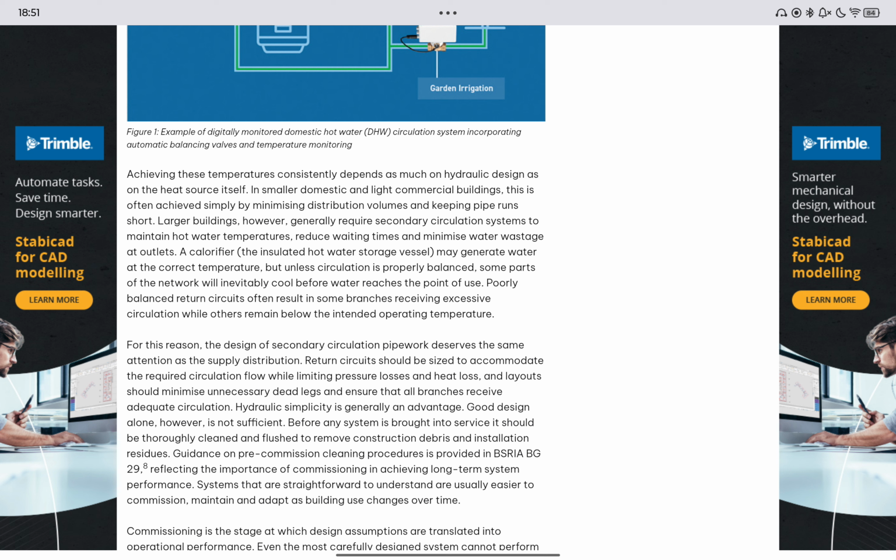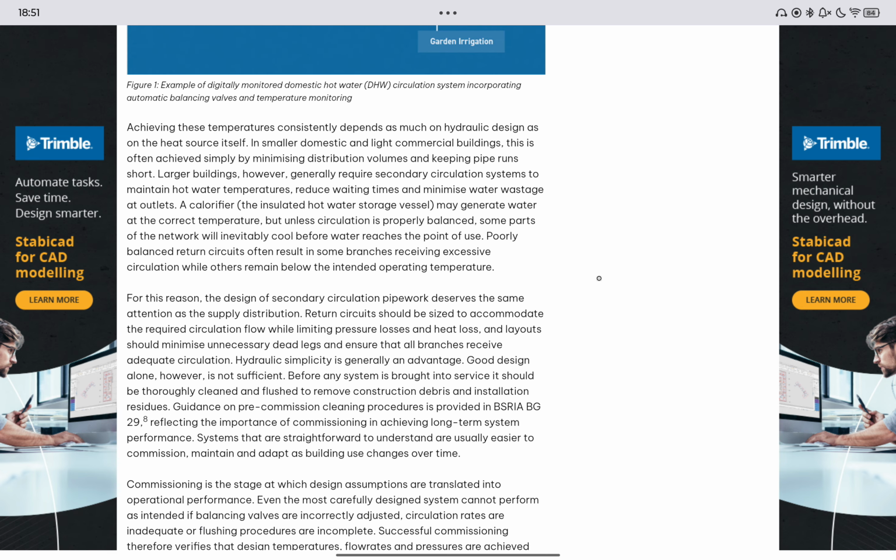In smaller domestic and light commercial buildings, this is often achieved simply by minimizing distribution volumes and keeping pipe runs shorter. Larger buildings, however, generally require secondary circulation systems to maintain hot water temperatures, reduce waiting times and minimize water wastage at outlets. A calorifier, the insulated hot water storage vessel, may generate water at the correct temperature, but unless circulation is properly balanced, some parts of the network will inevitably cool before water reaches the point of use.